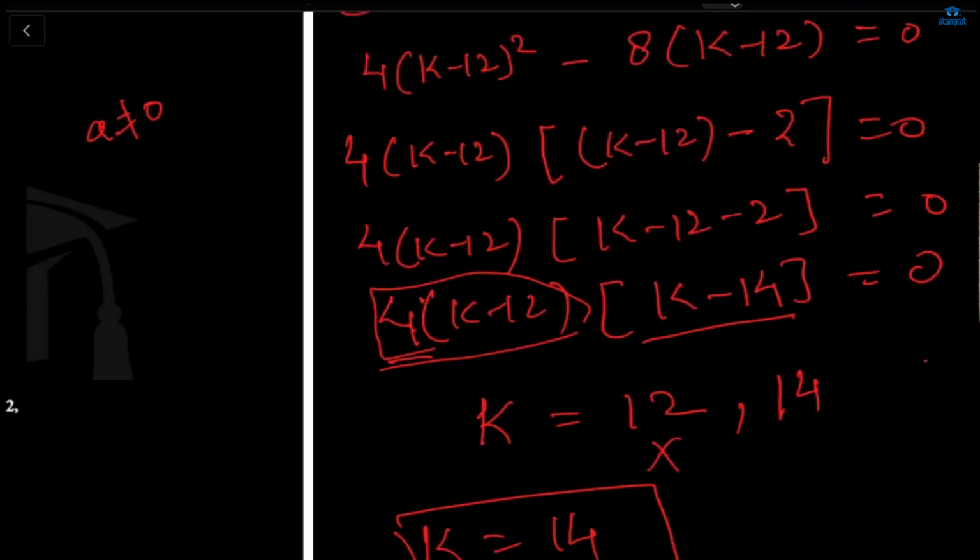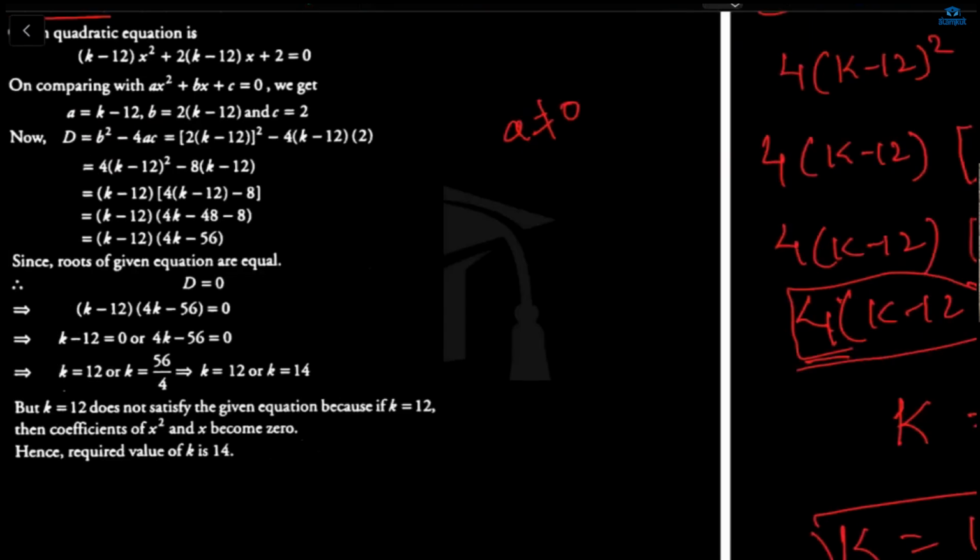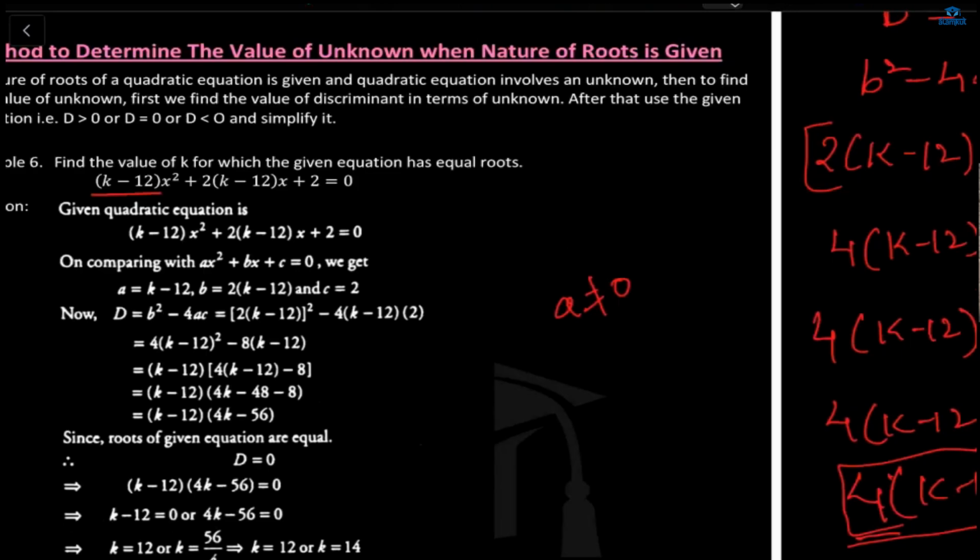Okay, but 12 will not satisfy this equation. Why? Because this is a quadratic equation, and in a quadratic equation the coefficient of x square cannot be 0. If the coefficient of x square becomes 0, that is not a quadratic equation. Okay, it will become a linear equation.